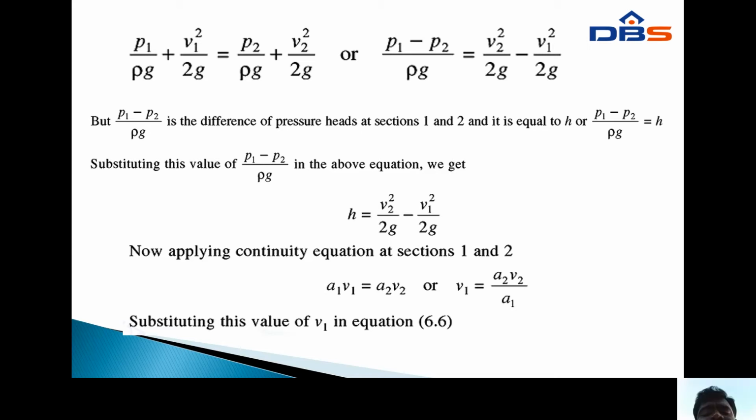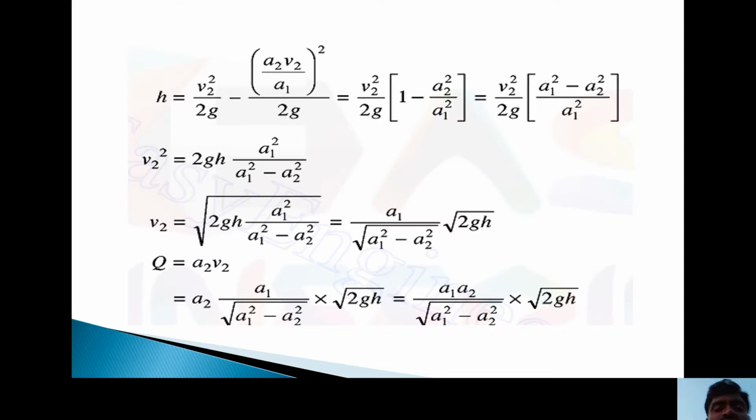Now, applying the continuity equation at section 1 and section 2: A1 V1 equals A2 V2. From this equation, V1 equals A2 V2 by A1. This V1 value is substituted in the equation H equals V2 square by 2g minus V1 square by 2g. Therefore, H equals V2 square by 2g minus (A2 V2 by A1) whole square divided by 2g.